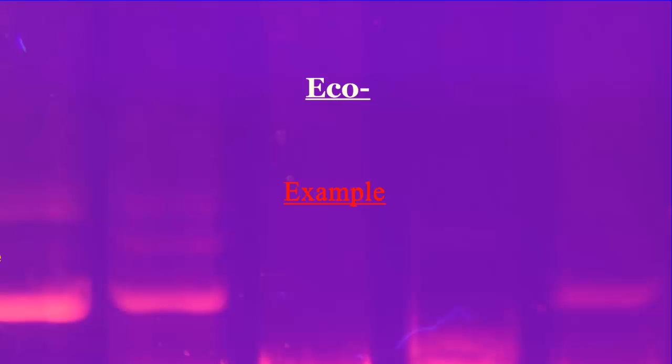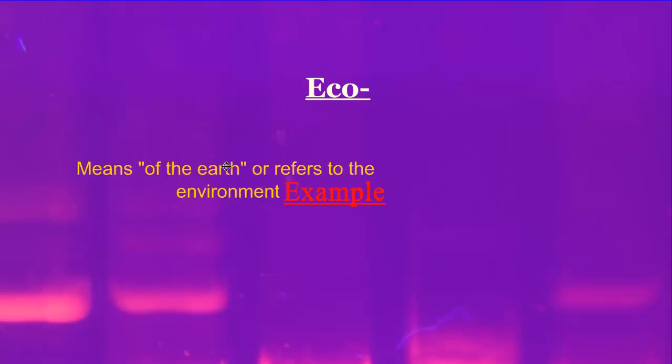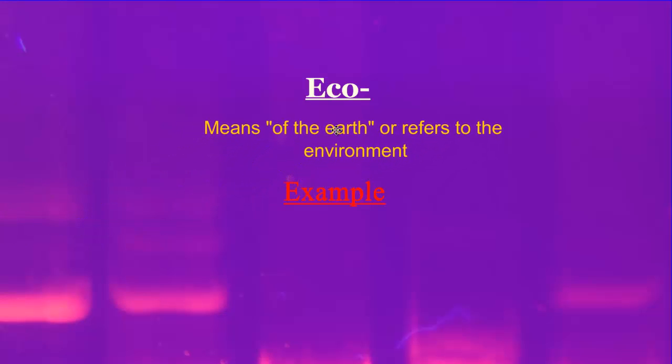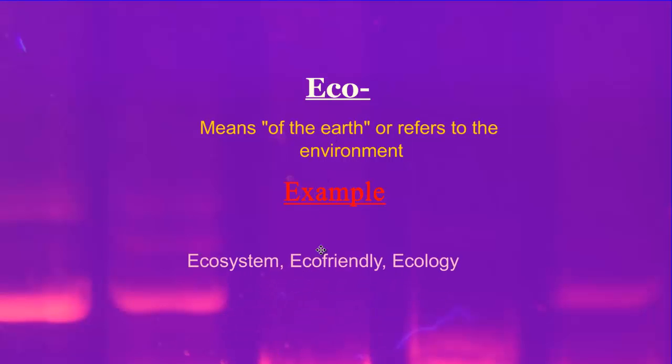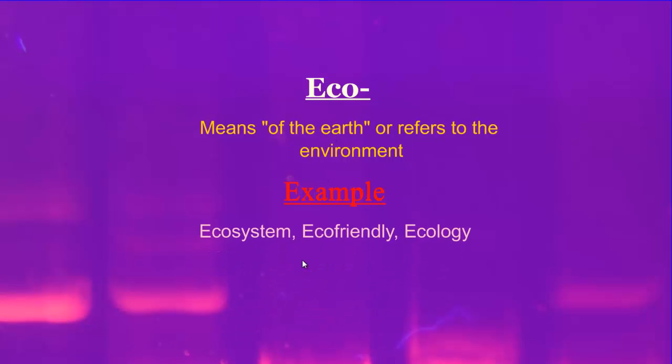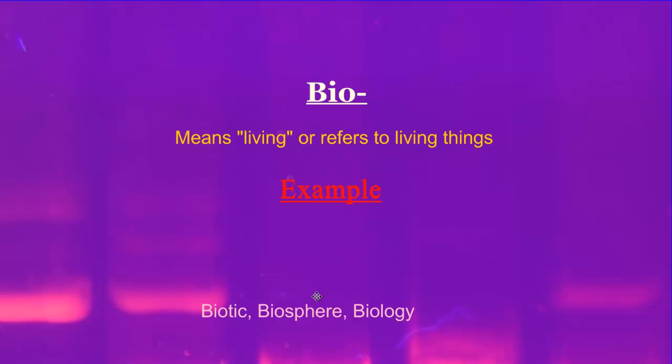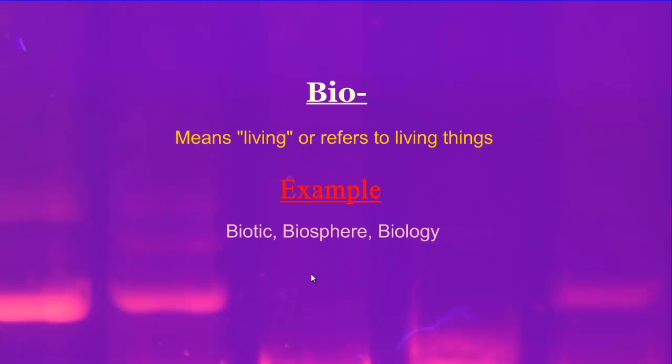Here's a prefix you've heard of, especially if you've paid attention to the news recently. It's eco. Eco means of the earth, or referring to the environment. So, for example, you might hear ecosystem or eco-friendly or ecology. The next prefix is bio. Bio means living or refers to living things. For example, words like biotic, biosphere, or biology all refer to living or living things.